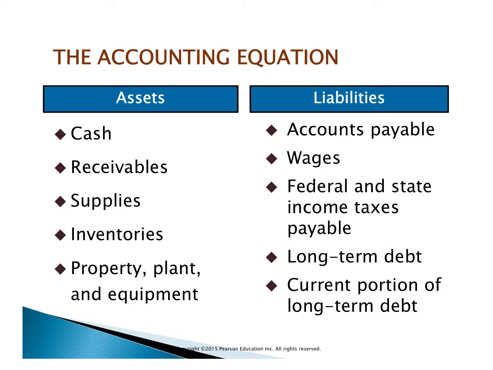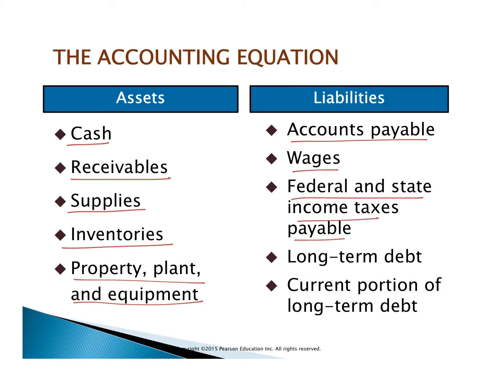There are many assets a company might own. Examples of just a few include cash and cash equivalents, receivables, supplies, which are items the company uses on a daily basis, inventory, and property, plant, and equipment, or fixed assets. Liabilities include a number of payables, such as accounts payable, wages payable, and federal and state income taxes payable. The word payable always signifies a liability. Also included as liabilities are long-term debts and the current portion of those long-term debts. Although only briefly noted here, most of these assets and liabilities will be discussed further in a later video.